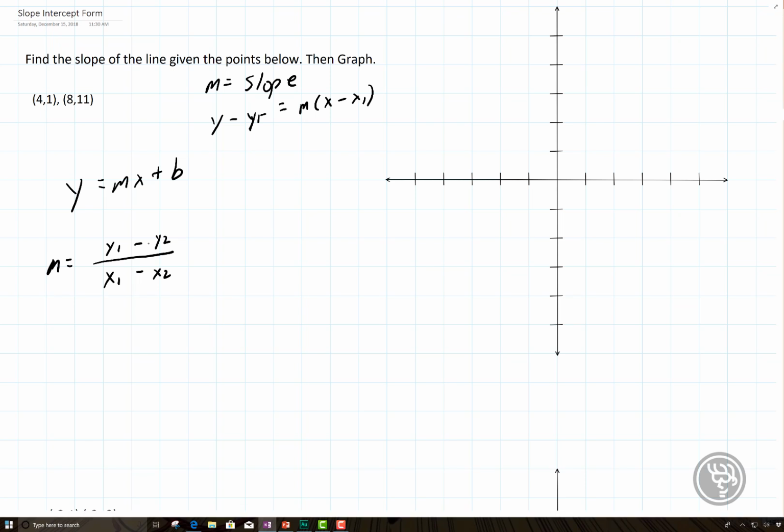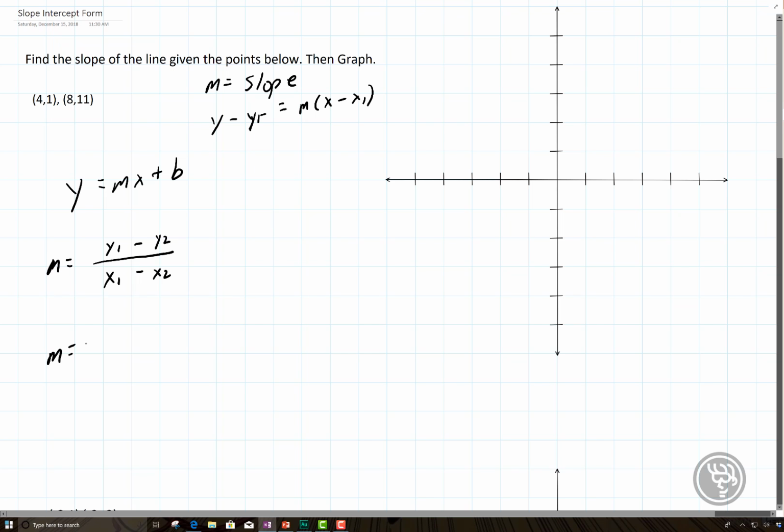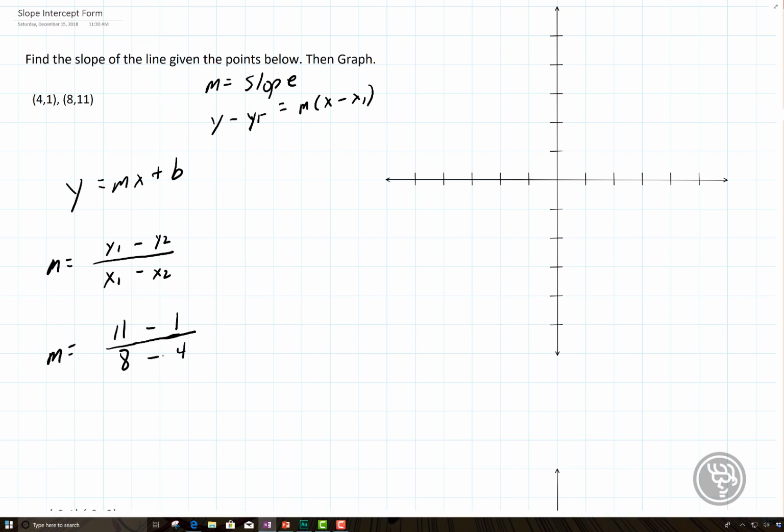So my m is going to be equal to my first point is going to be, let's say, 11 over 8, and then 1 over 4. I usually like to do it that way just to keep me honest and making sure that I am putting my y's and x's in the right place, because if you don't do that, then you are doomed to fail with your slope. If your slope is wrong, everything else will just follow.